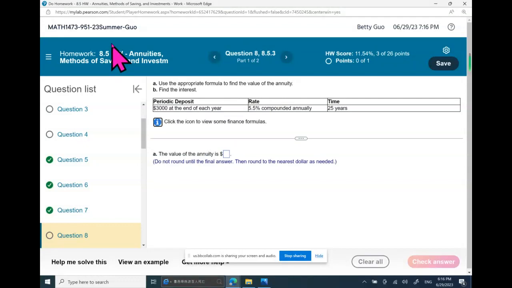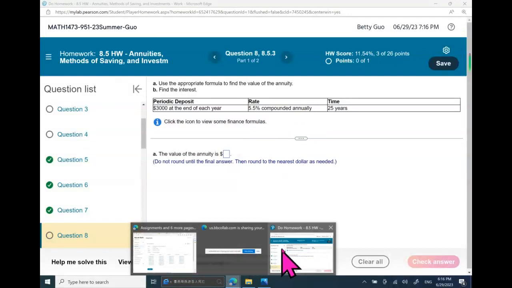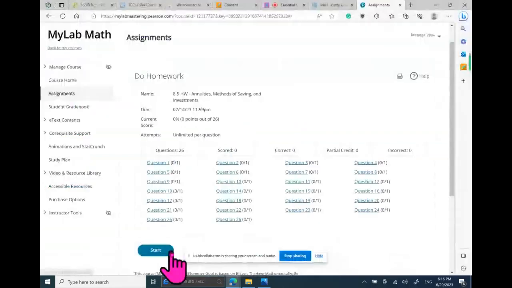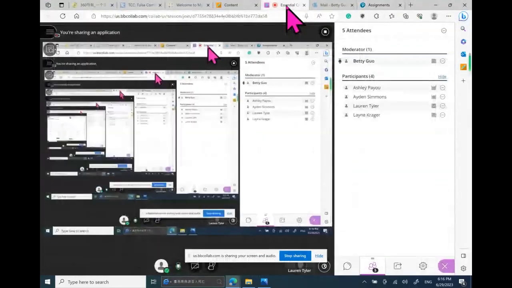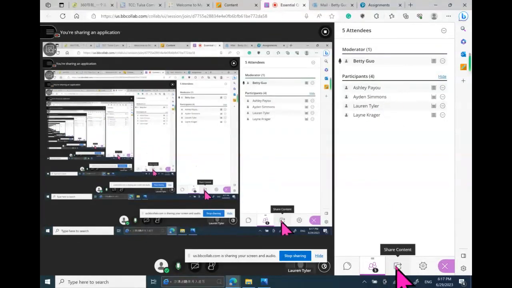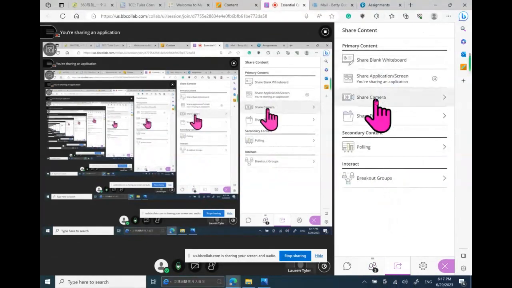Okay, so now I assume you already wrote down this information. We are going to share my calculator and show you how to use the calculator to quickly get a problem done. Okay, we have Ashley, Aiden, Lauren, Layan, and we are missing Natalia. Okay, so let me share my camera.